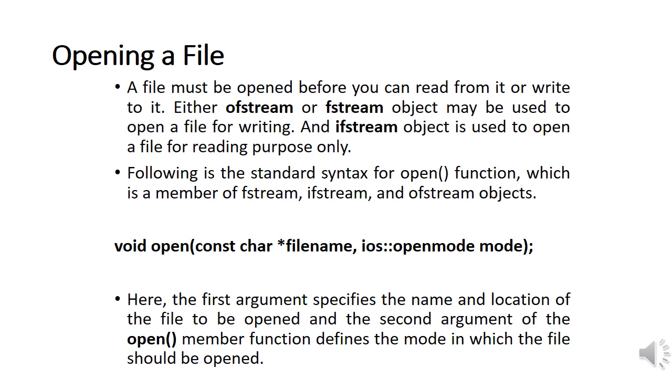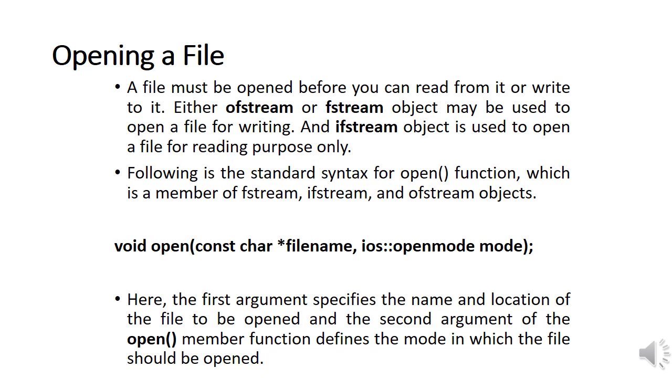Before performing any read or write operation in a file, you should open your file first. For opening a file for reading purpose, you can use an ifstream object. For opening a file for writing purpose, you can use an ofstream object or fstream object. The function used for opening a file is the open function, which is a member of fstream, ifstream, and ofstream objects.